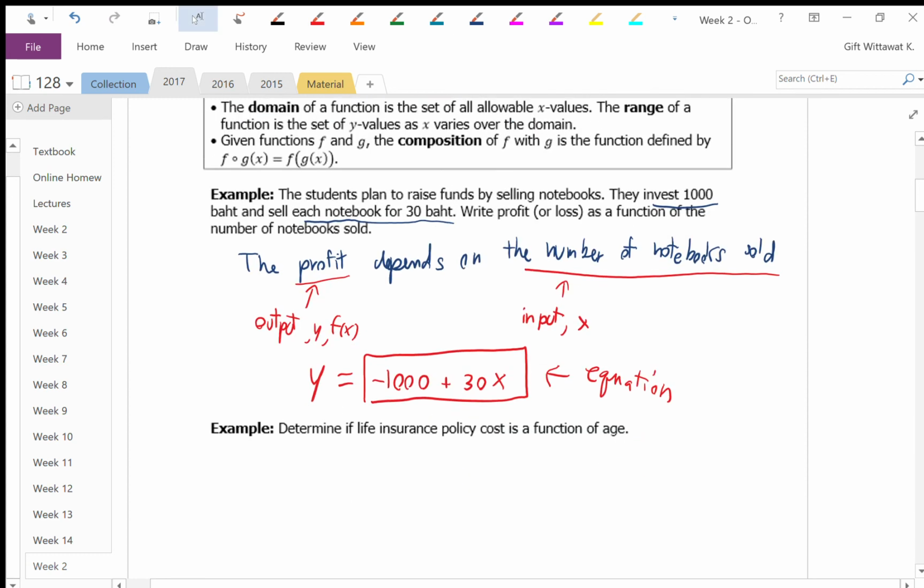And again, sometimes we will use y, sometimes we will also use f of x. Wait, I'm running out of room.